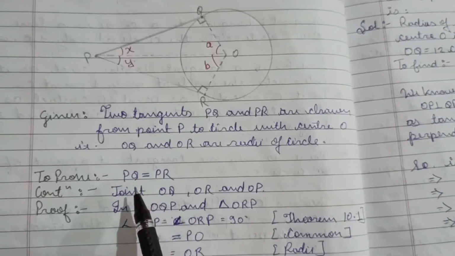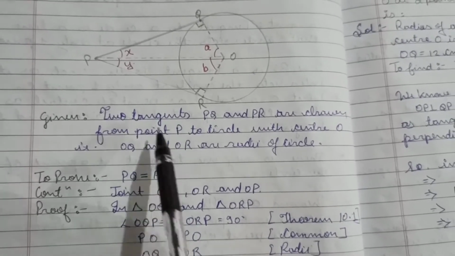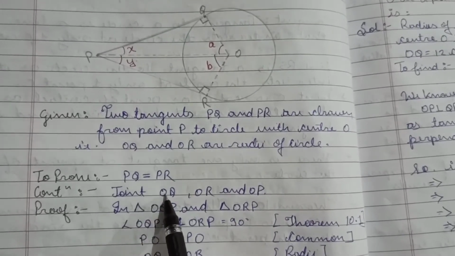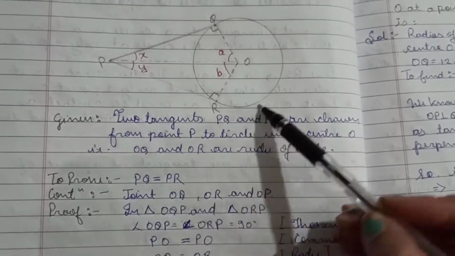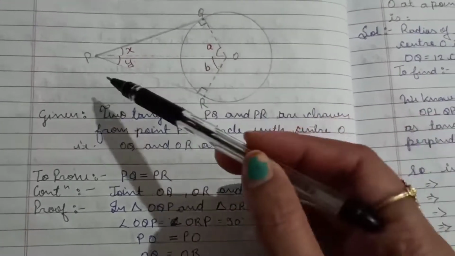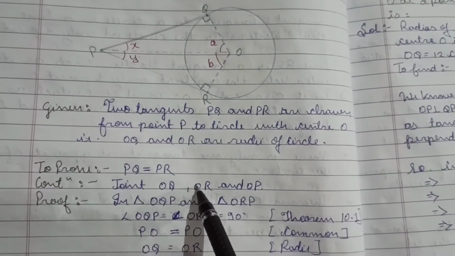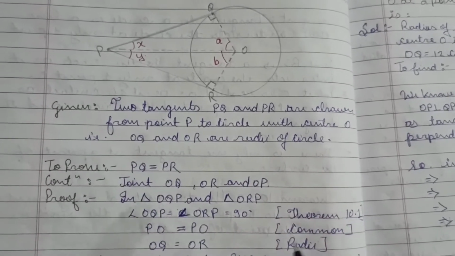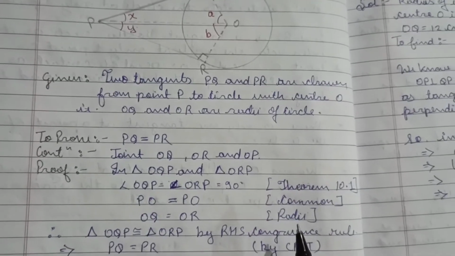What we have to prove? We have to prove that PQ is equal to PR. Now, what construction will we make to prove this? Already I said join O to Q, O to R, and OP. OQ and OR are radii, and OP is the line segment joining the center to the external point P. Now come to the proof.